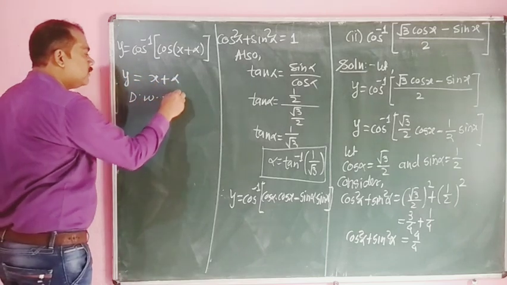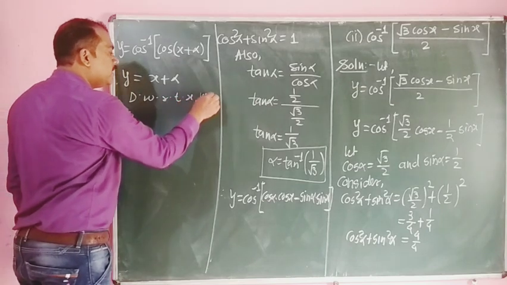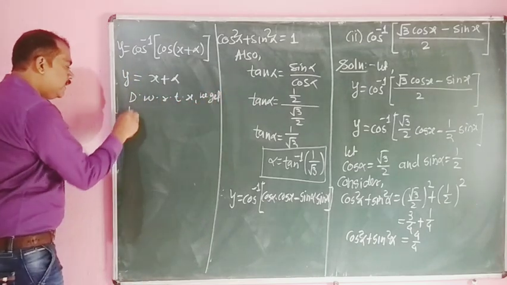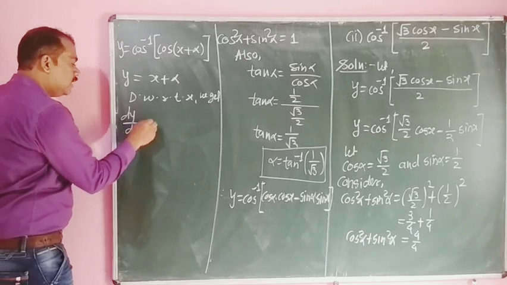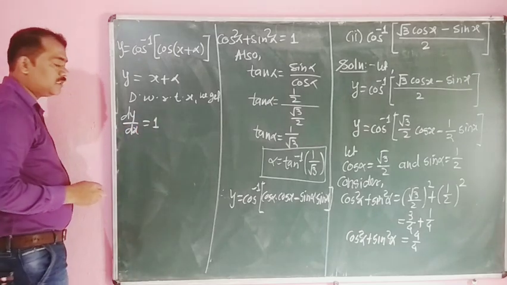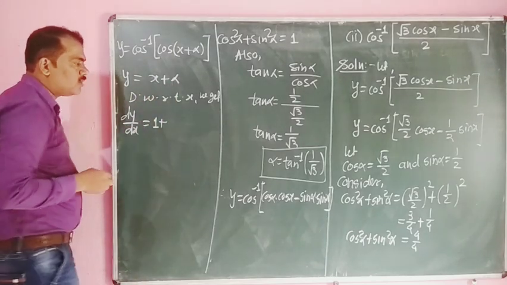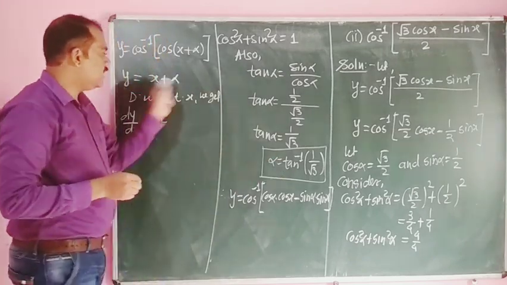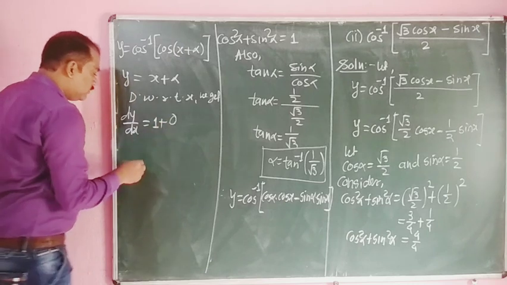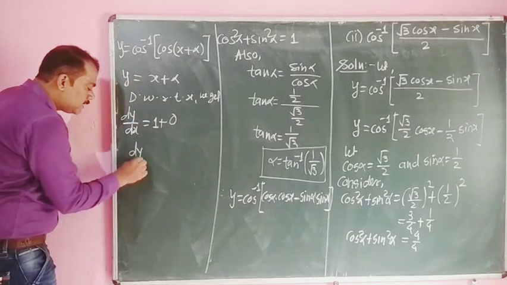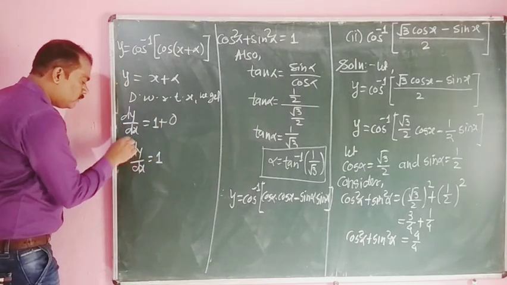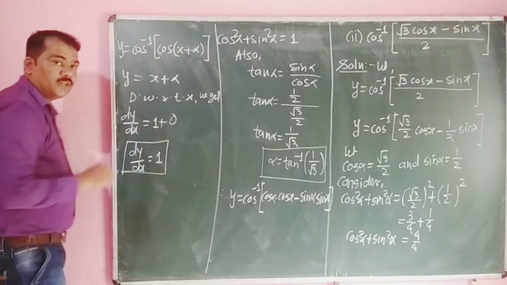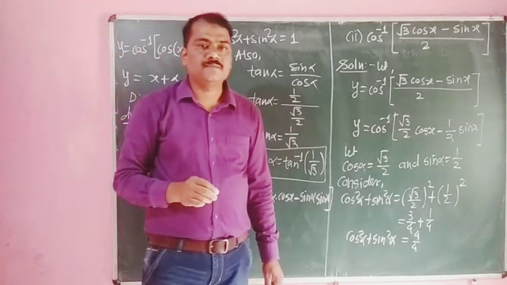Differentiate with respect to x, we get dy by dx equal to the differentiation of x with respect to x, which is 1, plus alpha is a constant, where alpha is nothing but tan inverse of 1 upon root 3. Its derivative is 0. So we get dy by dx equal to 1, which is the required answer.